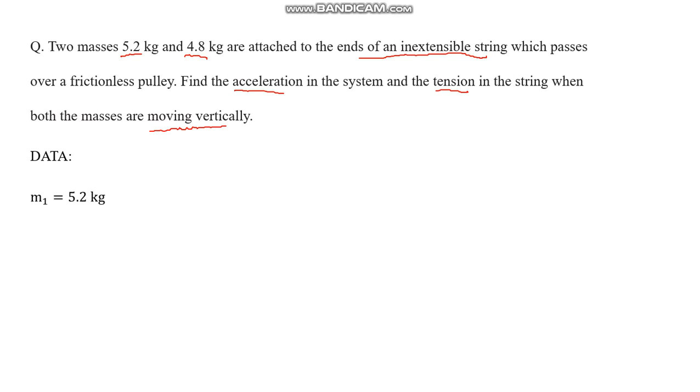Whatever is the greater mass will be considered as m1. I will just write it: always in case number 1, m1 should be greater than m2. We could take, for example, 4.8 as m1, but this will be wrong, because 5.2 is the greater value. So for case 1, whatever mass is greater will be taken as m1 and the smaller mass will be taken as m2. Then we have to find acceleration and tension.